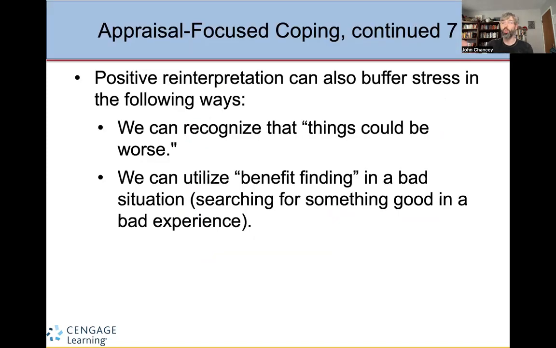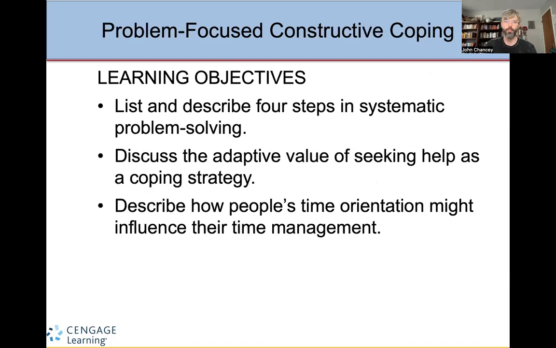Positive interpretation or reinterpretation is another way. For example, we experience a stressor, and another way is looking for that silver lining, recognizing, okay, well, this sucks, but things could have been worse. Or looking at a bad situation and being able to find that silver lining. There's a lot of research that shows these reinterpretations can be a way to buffer from stress.